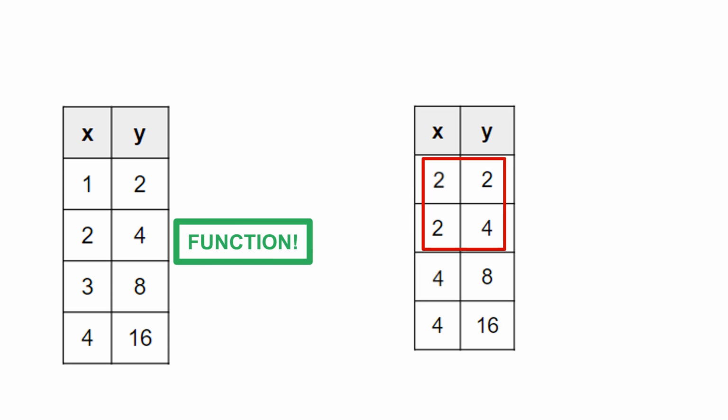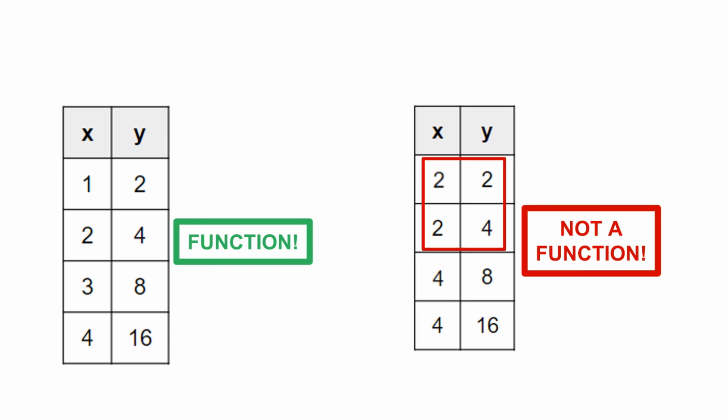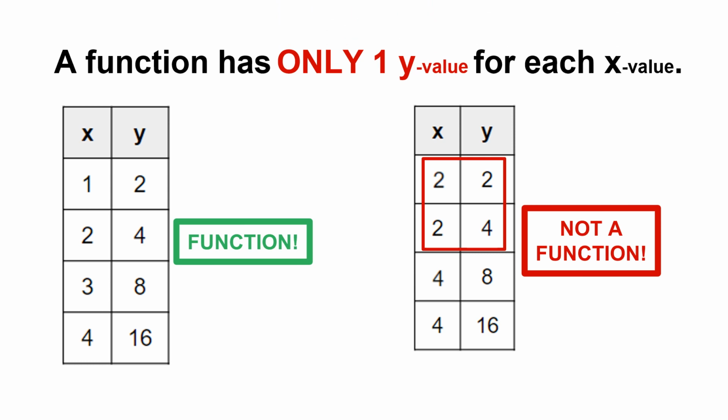What about like this? If you see a table of the data, is this a function? Yes. But what about this one? No, not a function, because a function has only one y value for each x value. This function in red has 2 y values when x is at 2, not a function.